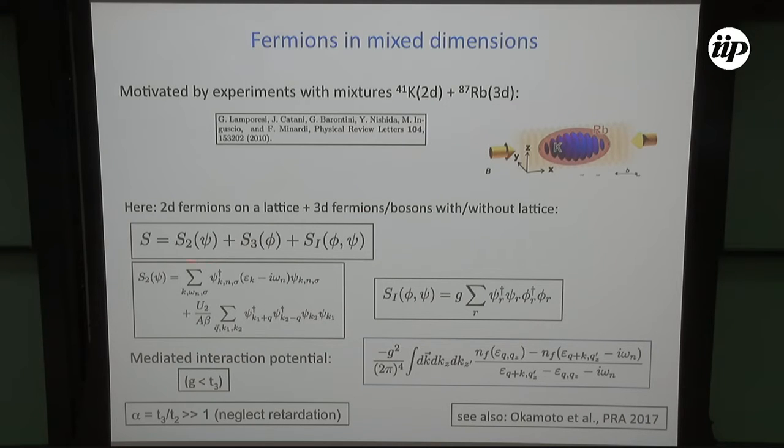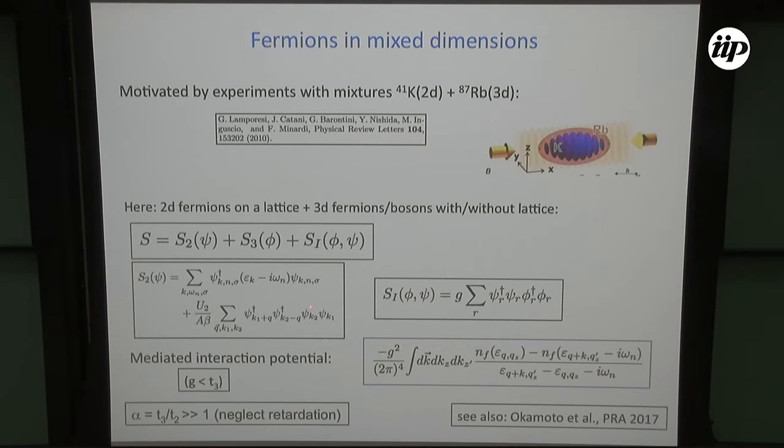So the idea is to have free fermions in 2D, I'm sorry, plus the Hubbard term, which just comes from the lattice. Then a three-dimensional system that I didn't specify very well, but it's not crucial if it's fermions or bosons. If it's fermions, the only nice advantage is that you would have a Fermi surface that introduces an interesting scale in this mediation. And the interaction, again, is just contact interaction.